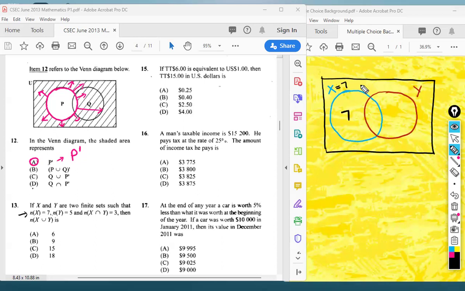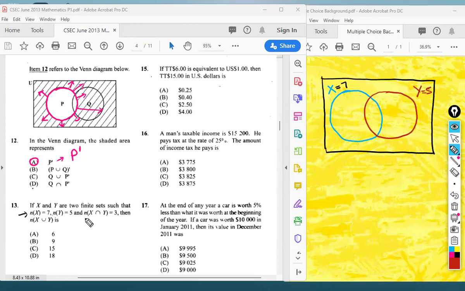It's actually outside. I know a lot of people are visualizing it inside. You see, when they state it like this, they're talking about the whole blue circle. So everyone inside the blue circle is 7. Now, they did almost a similar thing for Y. They said the number of elements in Y is 5. So that 5 goes on the outside because it belongs to the whole red circle.